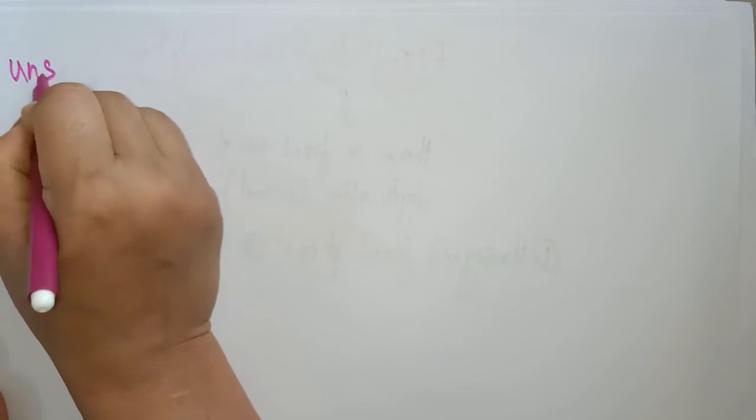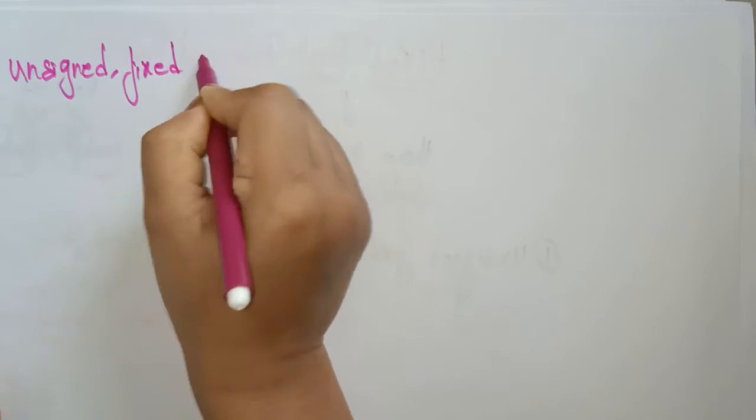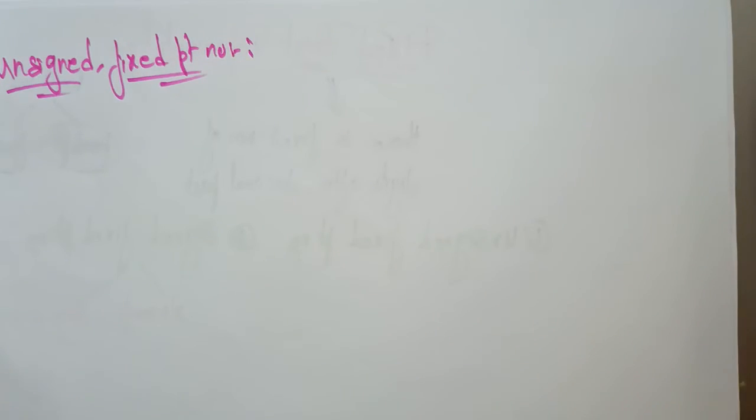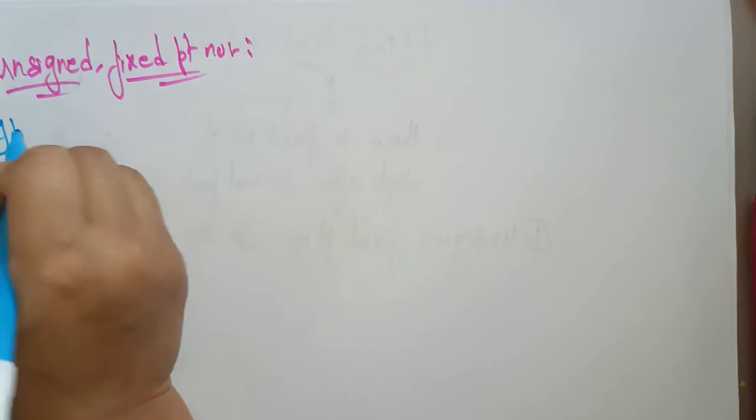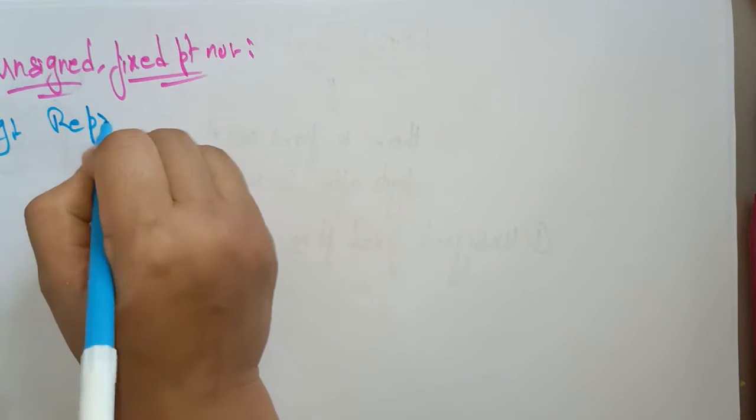So I already said unsigned means it's a positive number. Unsigned fixed point number. Here I'll take a simple example to explain this unsigned fixed point number. To represent a fixed point representation of an unsigned binary number, let me write the question.